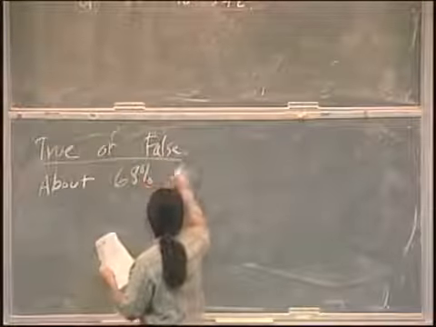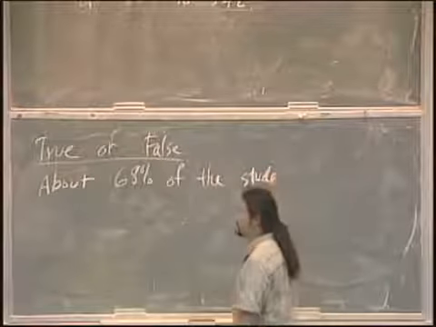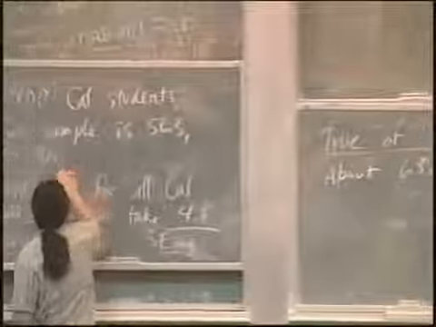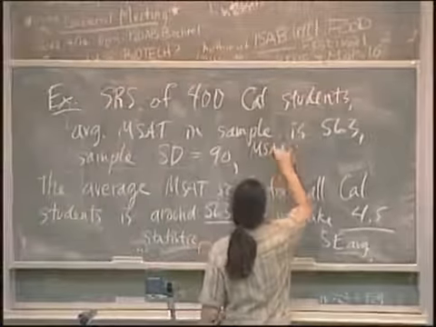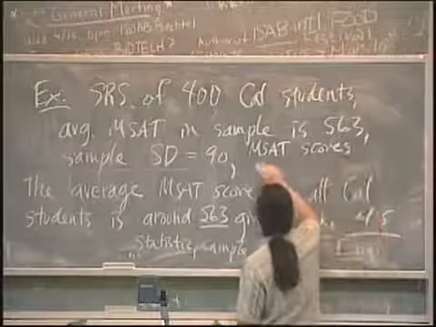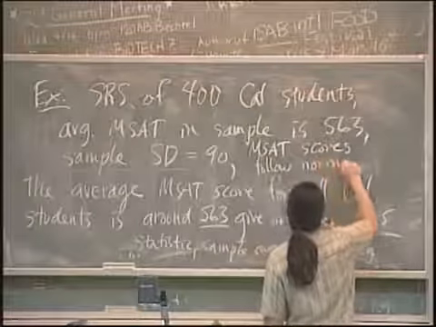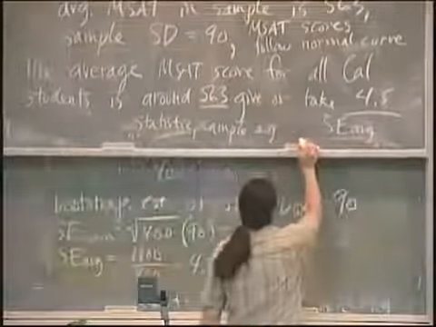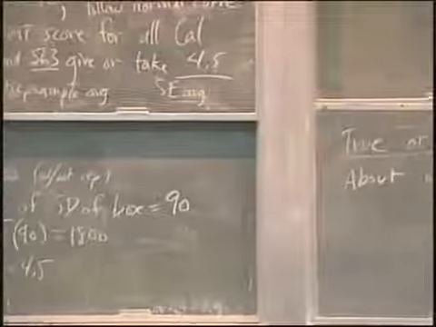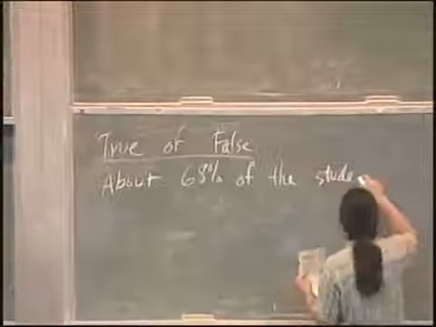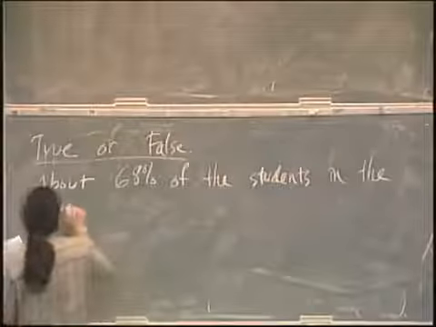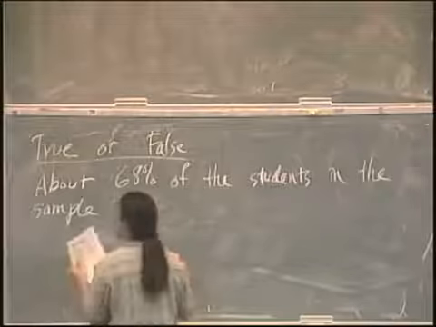About 68% of the students, oh shoot, I have to tell you something else. Sorry, this ruins the surprise a little bit. Maybe not. But I want to tell you this. MSAT scores follow the normal curve. So pretend I had that on the board the whole time. Either in the sample or in the population, I don't really care. Just presume that anytime you look at a histogram of MSAT scores, it looks like the normal curve. Actually, it doesn't spoil it. It just prevents you from making one kind of mistake.